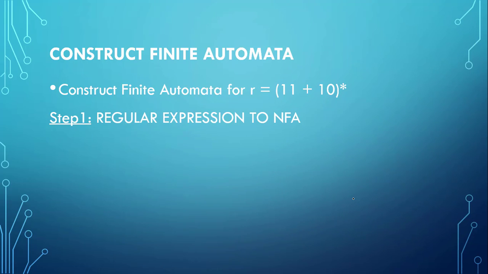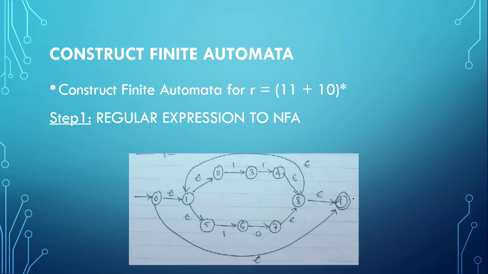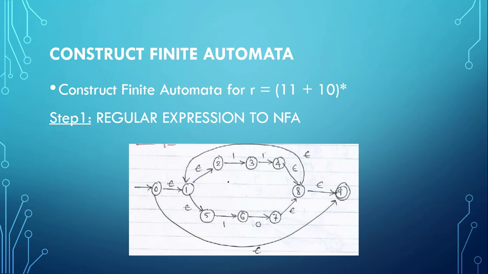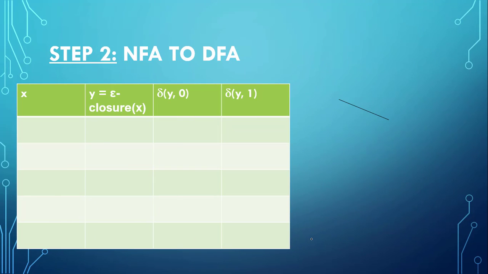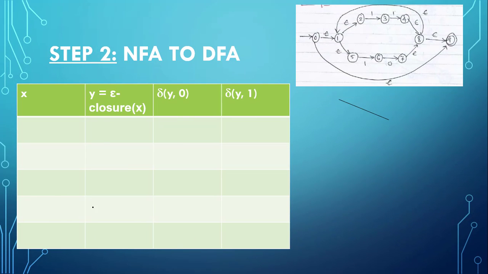So here was the question: construct finite automata for r equal to (11 + 10)*. So we will start with converting the regular expression for 11 to NFA, 10 to NFA, the union of these two regular expressions, and then finally adding the star closure to this NFA for 11 + 10. Now in the next step, that is step number 2, for converting NFA to DFA, what we will be performing is finding the epsilon closures for x.